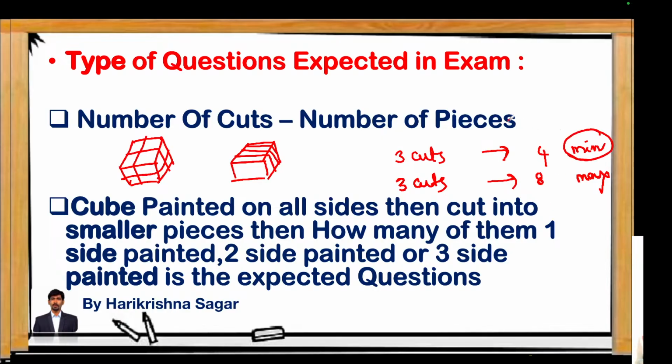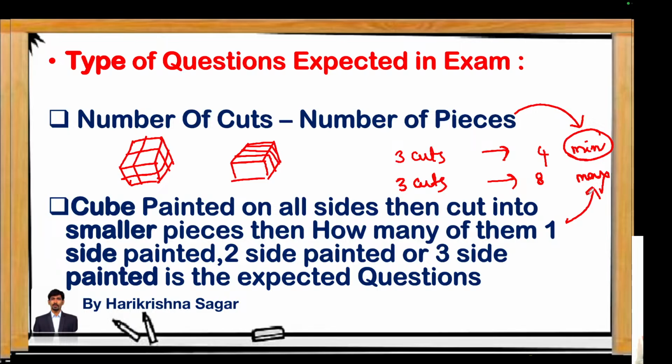That means they will definitely specify whether they want a minimum number of pieces or maximum number of pieces. The question narration will be given in this way. If they are making some X cuts, what is the minimum number of pieces? If they are making some X cuts, what is the maximum number of pieces? They will clearly mention the minimum or maximum. Based on that, you will be solving the question.